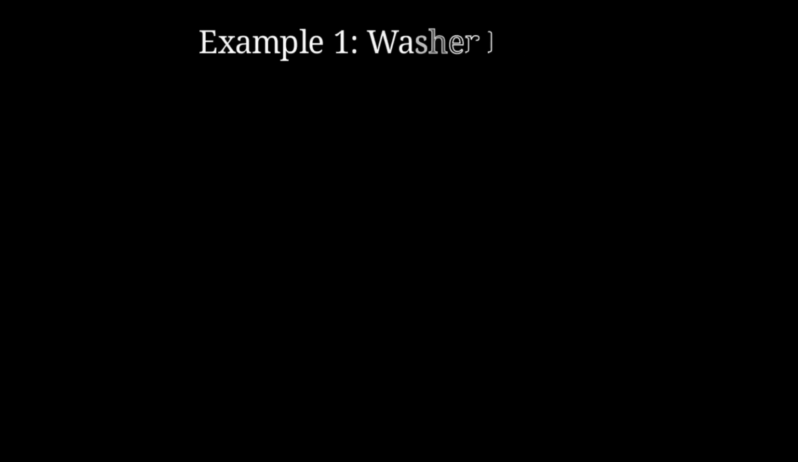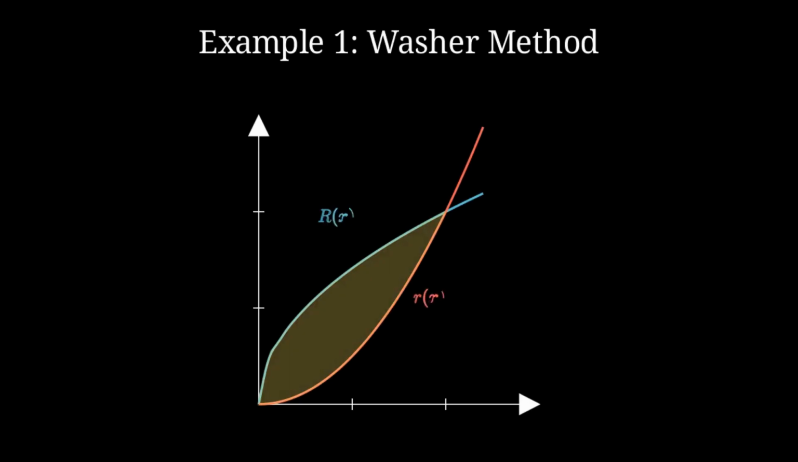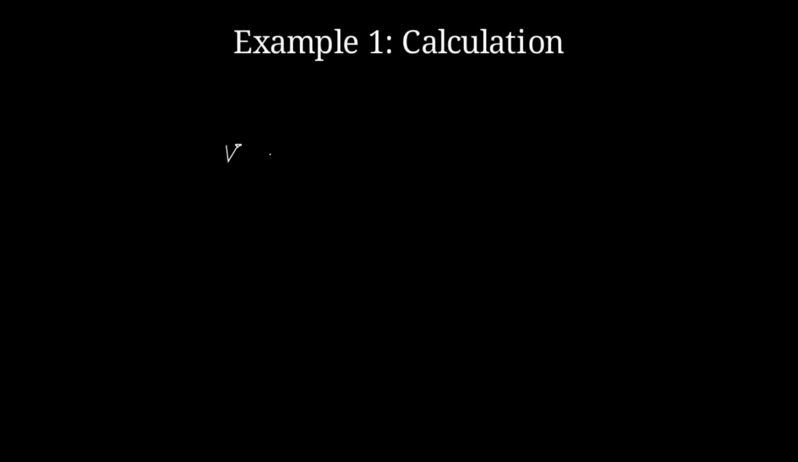Let's find the volume of the region bounded by y equals square root of x and y equals x squared, rotated around the x-axis. Since we are rotating around a horizontal axis and using washers, our rectangles are vertical, meaning we integrate with respect to x. Our outer radius is the top curve, and the inner radius is the bottom curve. We set up the integral from 0 to 1, which are the intersection points.